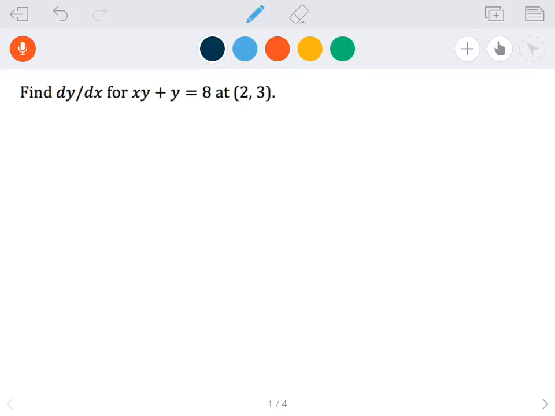I hope you're excited about implicit differentiation. I love these problems because it's our stepping stone to related rates, and those are my favorite problems in this chapter. I'll see if I can make you excited about these.